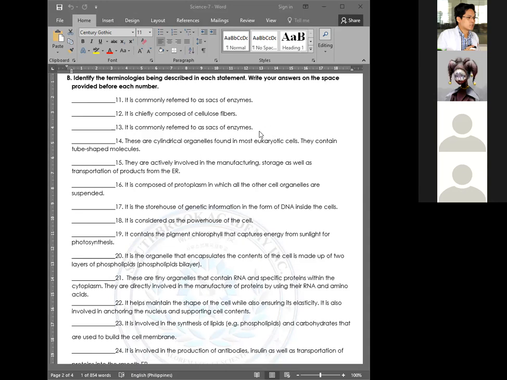It is commonly referred to as sexual. We answered this already. These are cylindrical organelles found in most eukaryotic cells. They contain tube-shaped molecules. Again, these are cylindrical organelles found in most eukaryotic cells. What do you think is the answer?